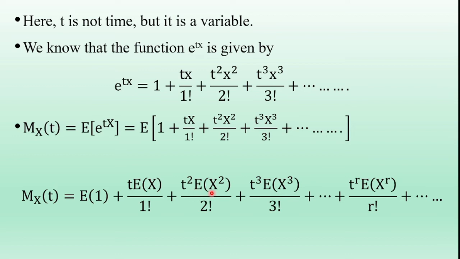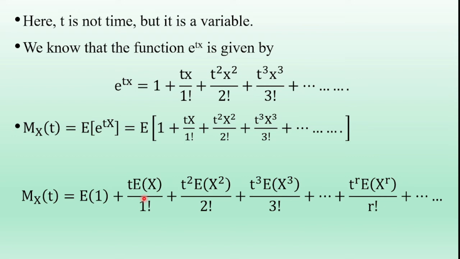Expectation of t square x square is t square into expectation of x square. Expectation of t cube x cube is t cube into expectation of x cube by 3 factorial plus and so on. Similarly, the rth term is t power r into expectation of x power r by r factorial plus and so on. And expectation of 1 is 1.